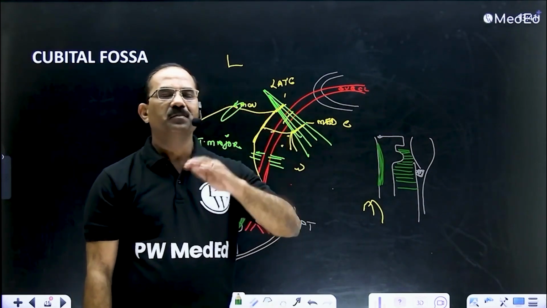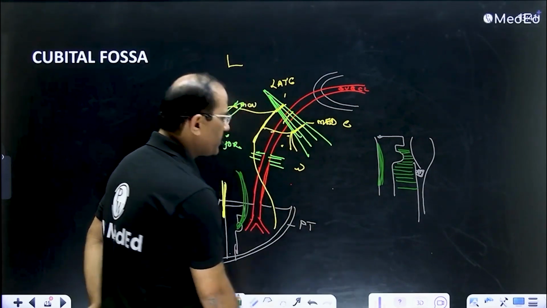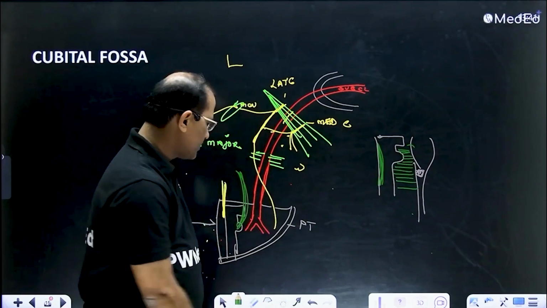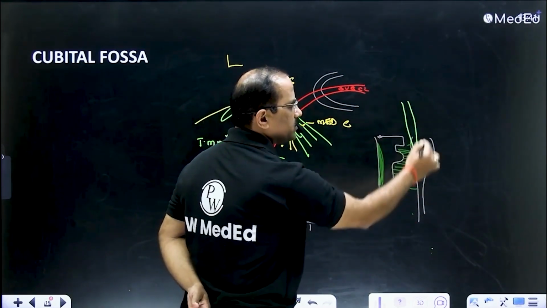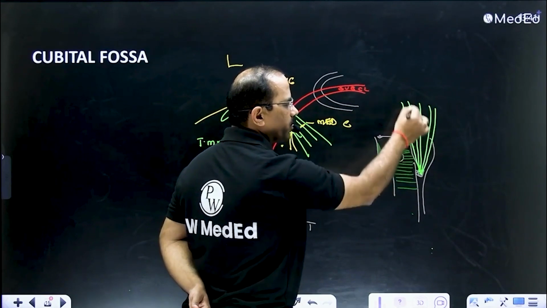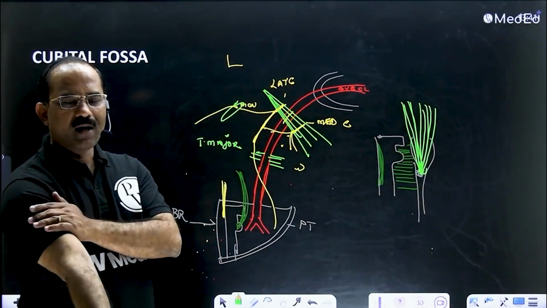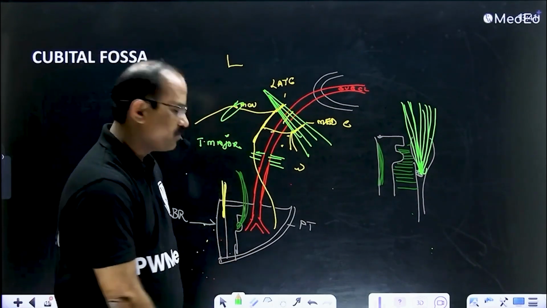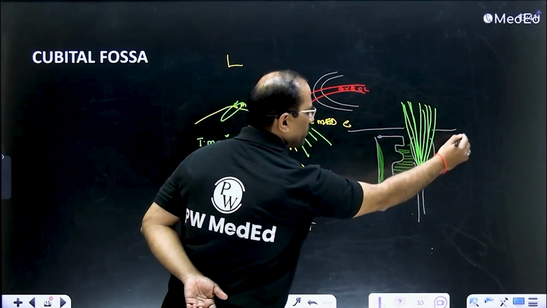So this supinator begins from the supinator crest of the ulna. Okay, that's the supinator crest of the ulna here. It goes behind the radius and gets inserted on the lateral aspect of the radius. And students, if you can tell me, what is the muscle inserted on the ulnar tuberosity? You've just seen that. The muscle of the arm which comes and gets inserted on the ulnar tuberosity, that's the brachialis.